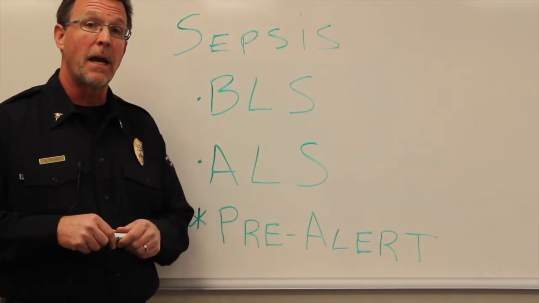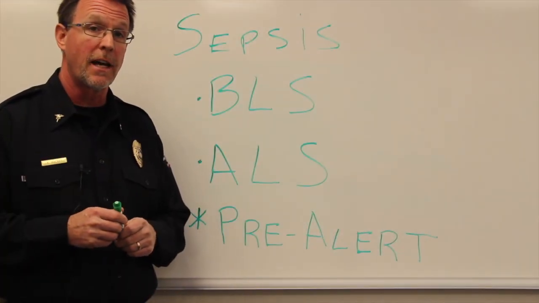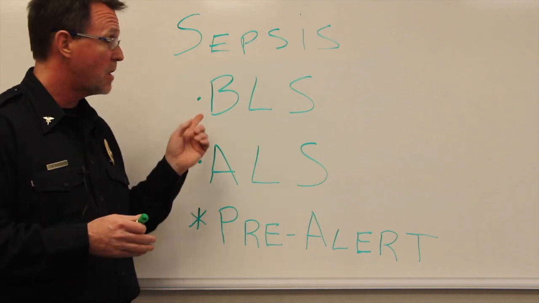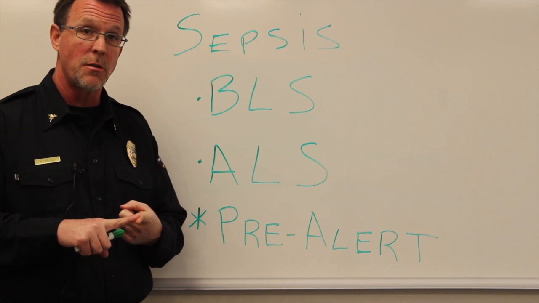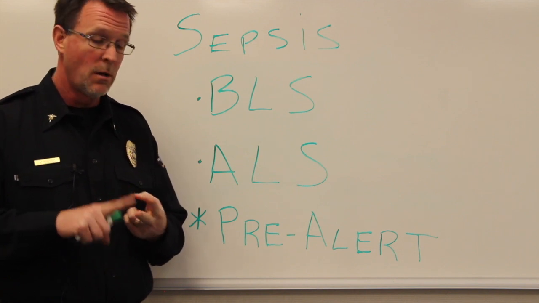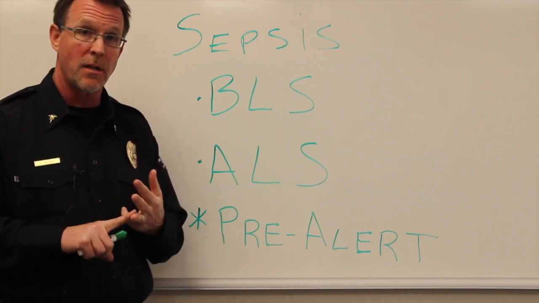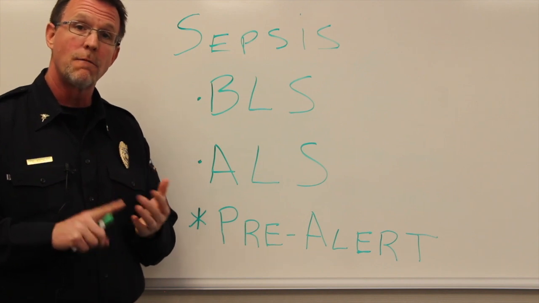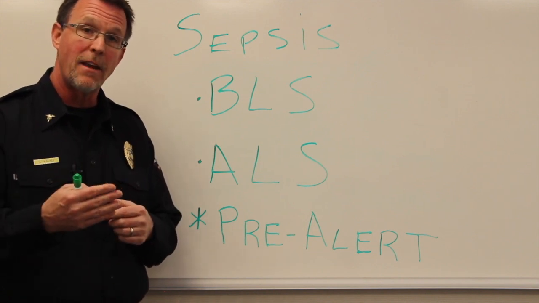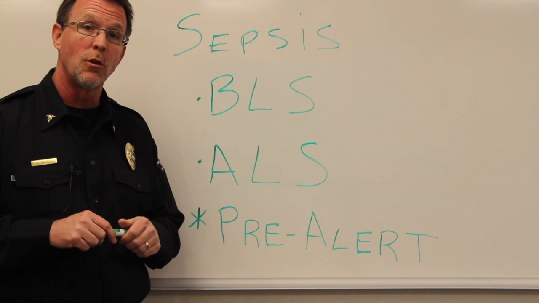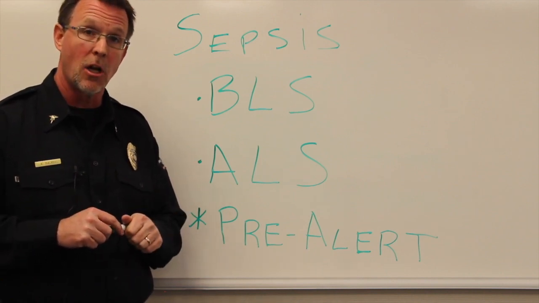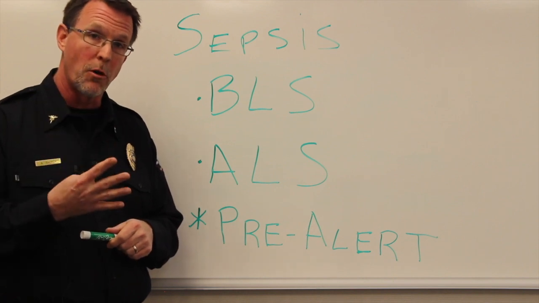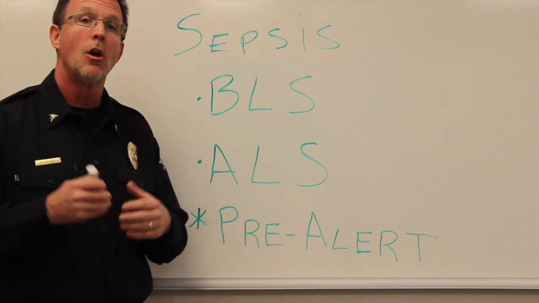Okay, let's wrap this up with a discussion about the protocol side of things. For the sepsis protocol, there are 2 sections, BLS and ALS. BLS is about oxygen administration to maintain SATs above 94, pre-alert notification, and rapid transport. The ALS section: fluids, a large bore IV, and 500 cc fluid boluses to achieve a blood pressure above 90 systolic. You can give up to 4 boluses, or 2,000 cc's.